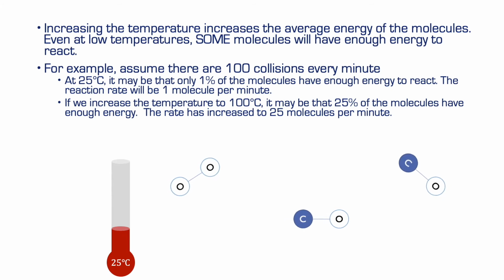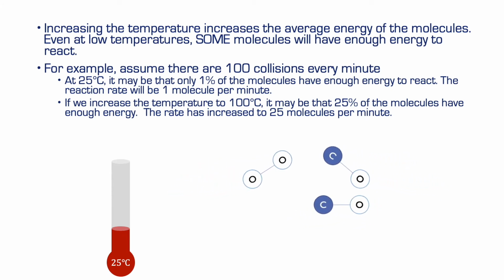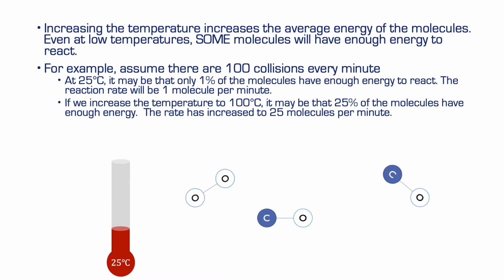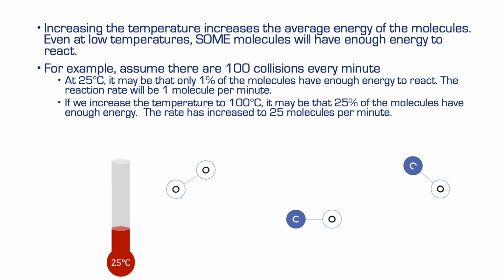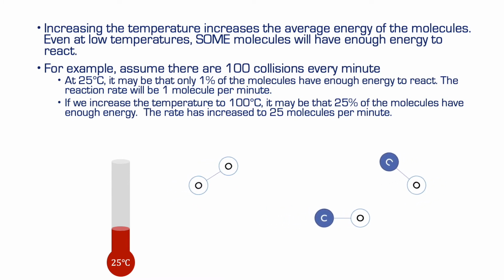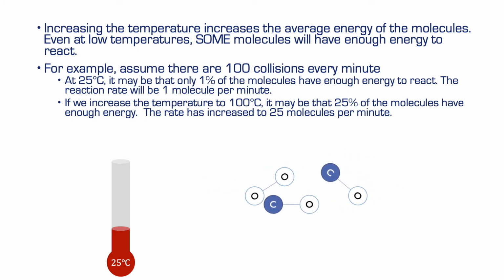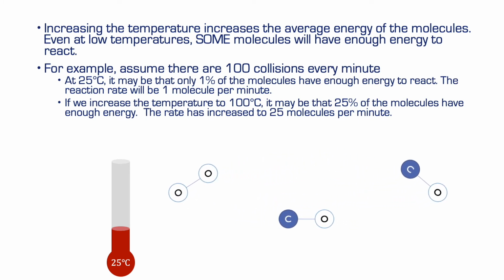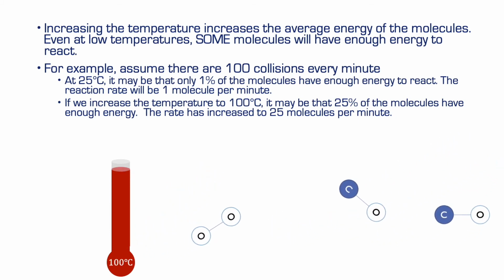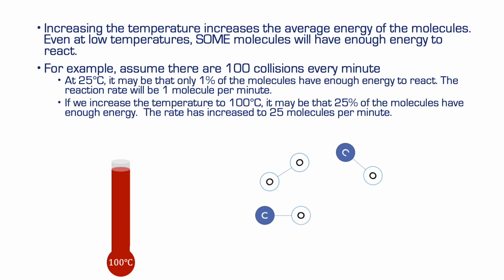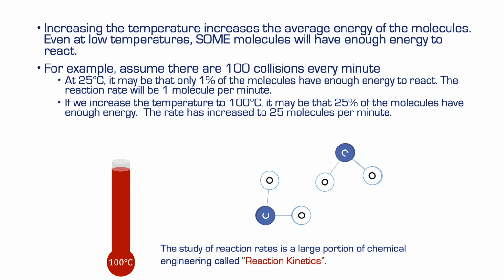For example, assume there are 100 collisions every minute. At 25 degrees Celsius, it may be that only 1% of molecules have enough energy to react. The reaction rate will be 1 molecule per minute. If we increase the temperature to 100 degrees Celsius, it may be that 25% of the molecules have enough energy to react. The rate has increased to 25 molecules per minute. The study of reaction rates is a large portion of chemical engineering, which is called reaction kinetics.